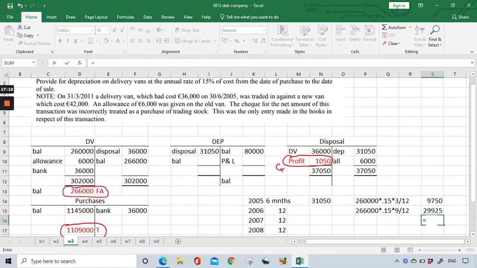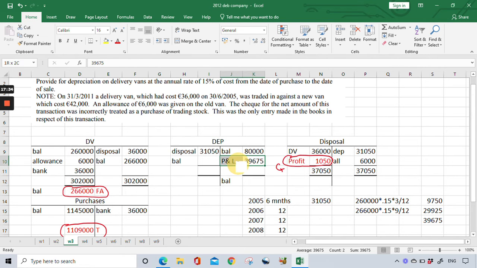29,925. Add the two of those together and I get 39,675. So that figure there is my figure for the P&L expense.